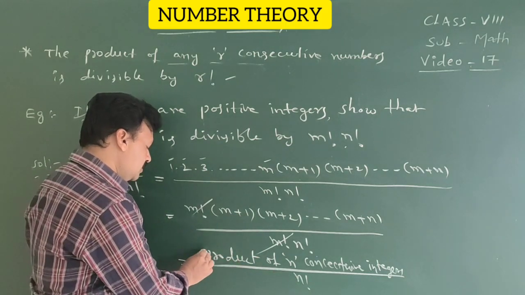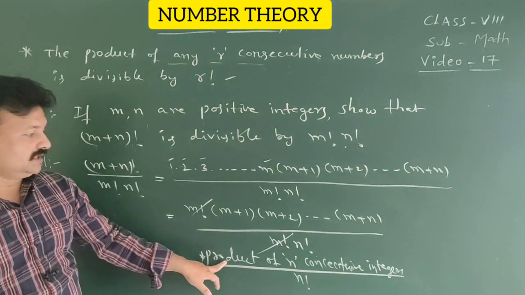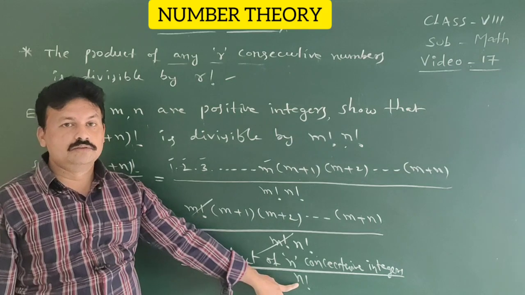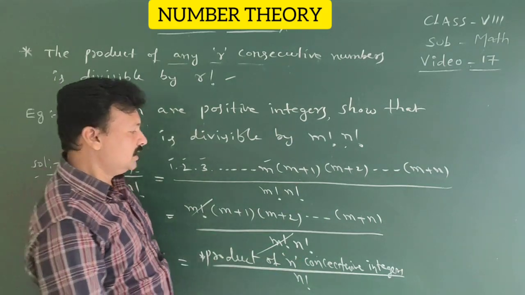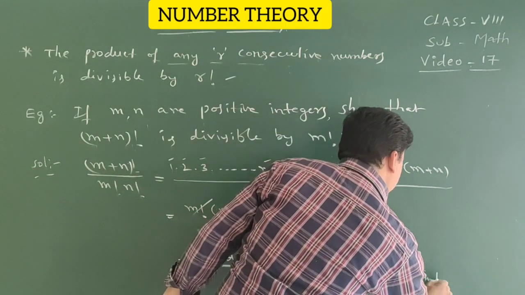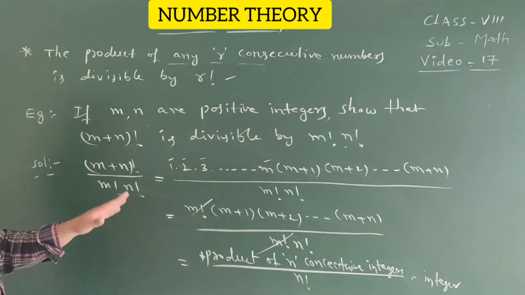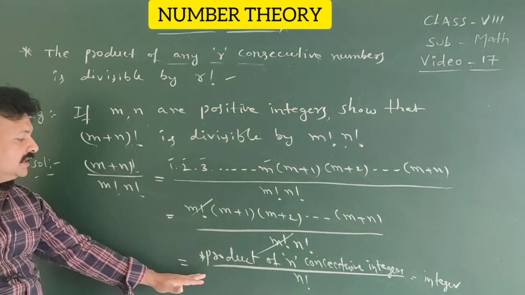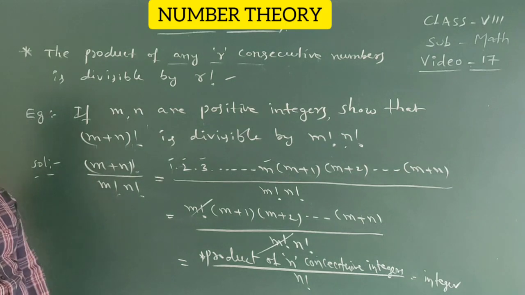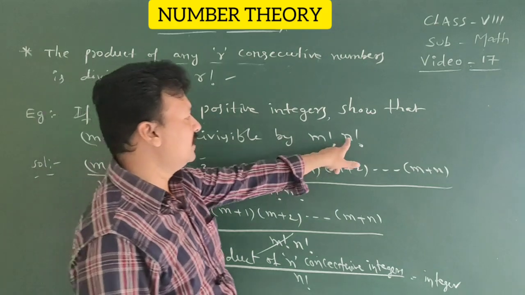That means in the numerator you will get a multiple of n factorial. Here also we have n factorial in the denominator. A multiple of n factorial is always divisible by n factorial only. That's why you will get an integer. In your fraction after simplification you will get an integer, meaning the denominator completely divides the numerator. So it's a factor. So m plus n factorial is always divisible by m factorial n factorial.